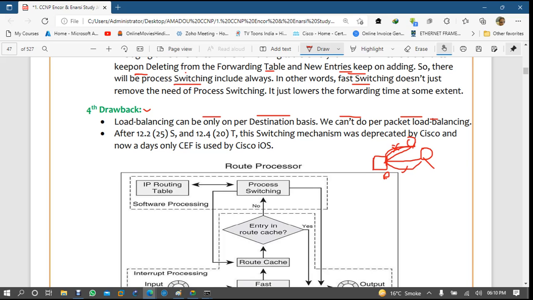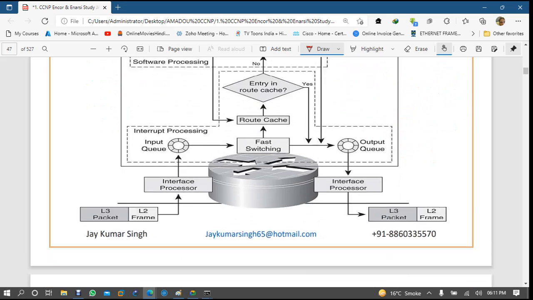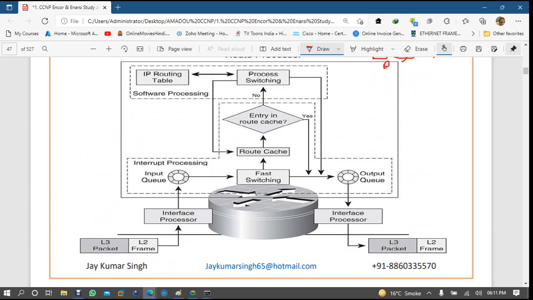Now after 12.2, or you can say 12.4, Cisco came with the Cisco Express Forwarding technology in the switching mechanism. Your switching is then faster compared to process switching and fast switching. Here is how fast switching was working: the packet comes to your interface, stops in the queue, then goes for process switching. For process switching it checks the routing table. Yes, the information is there. Then it creates the cache memory entry, keeping the information in the cache memory, and then forwards the packet to the outbound interface, or outgoing interface.